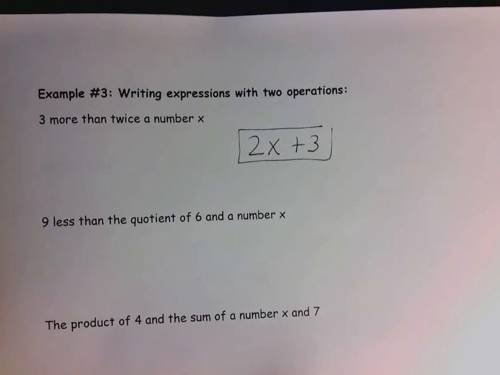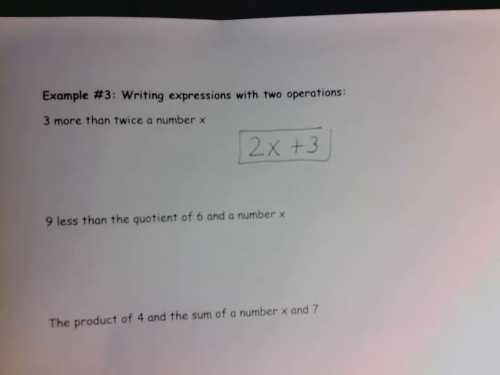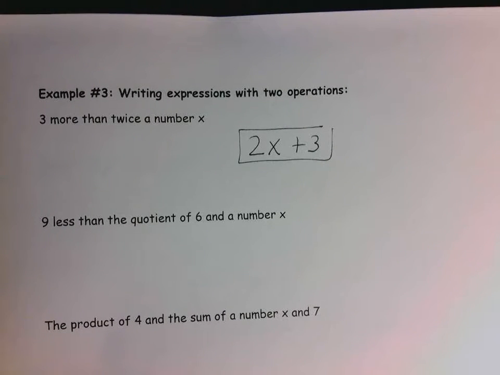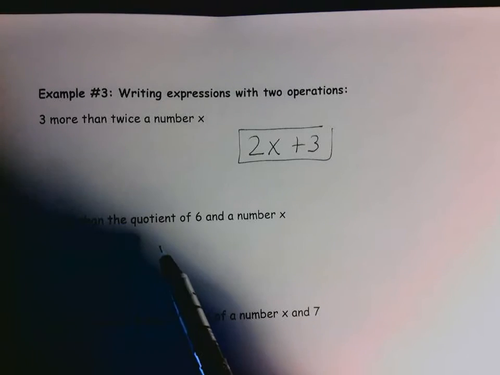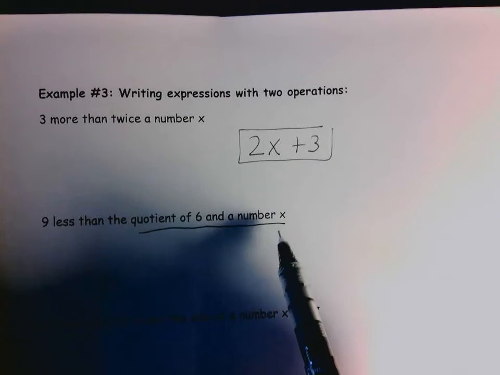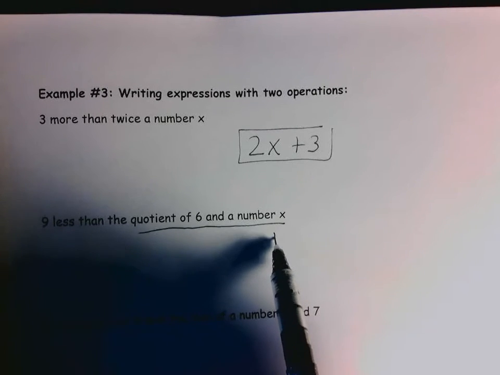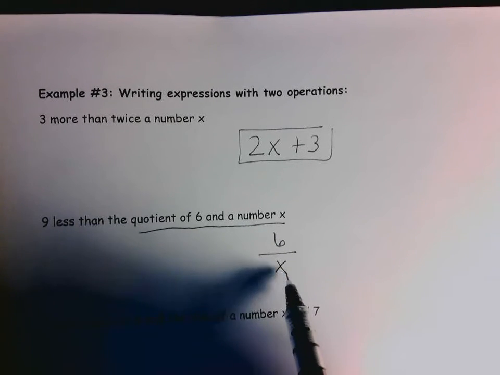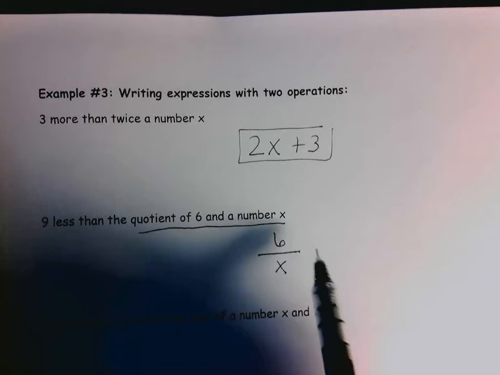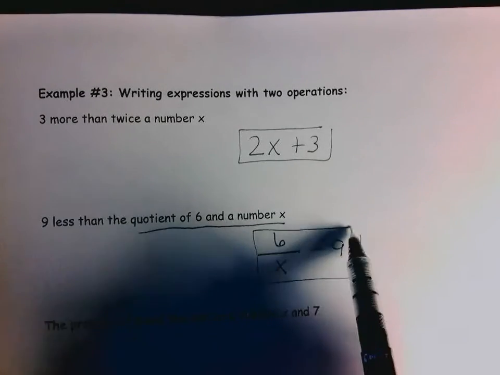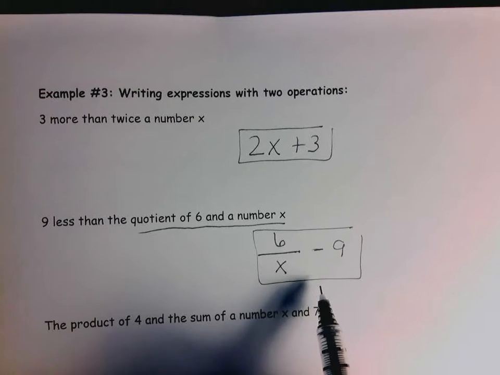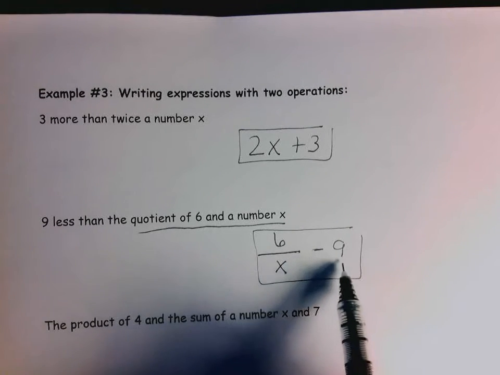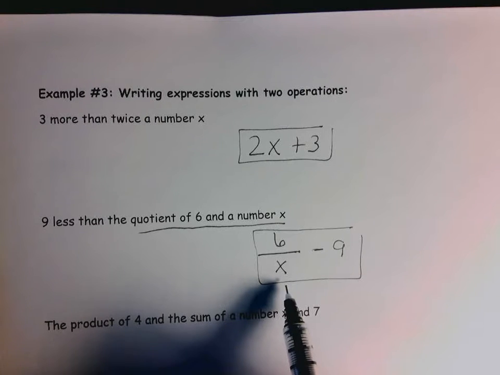On this one, 9 less than the quotient of 6 and a number x. Do your division first. I have a quotient of 6 and a number x. Quotient means division, 6 and a number x. The and is my division bar. So this is the quotient of 6 and a number x. Now let's look at the subtraction part. Now I have 9 less than this. And let's read it again, make sure it makes sense. 9 less than the quotient of 6 and a number x. 9 less than this.